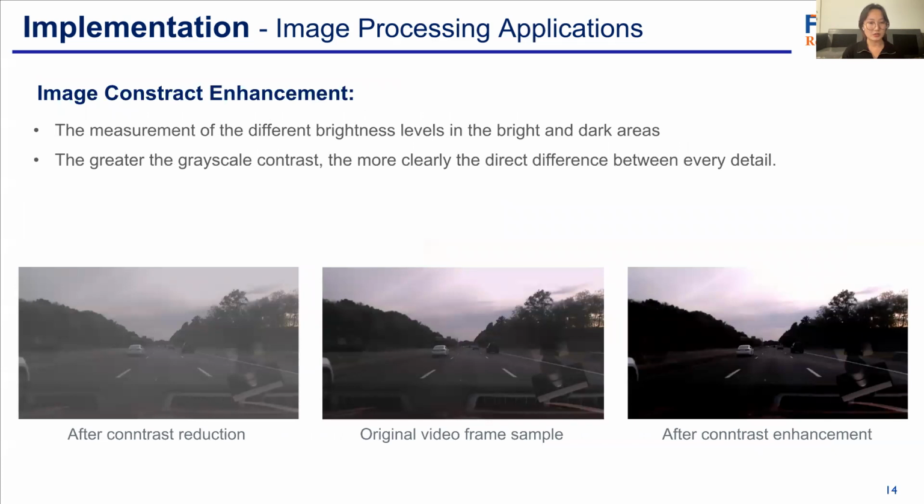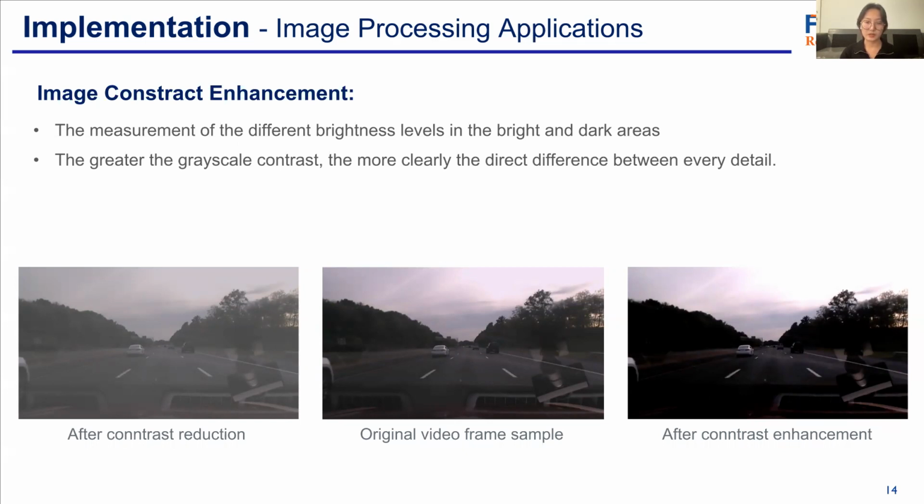Image contrast refers to the measurement of the different brightness levels between the brightest white and the darkest black in the bright and dark areas of an image. That is the size of the grayscale contrast of an image. The larger the difference range, the greater the contrast. The distribution of clear images in the color histogram is more even.